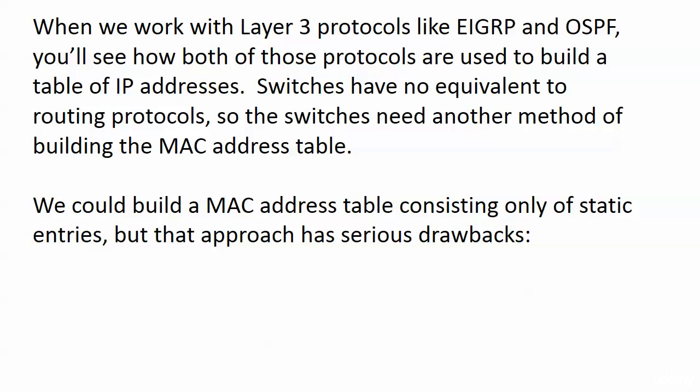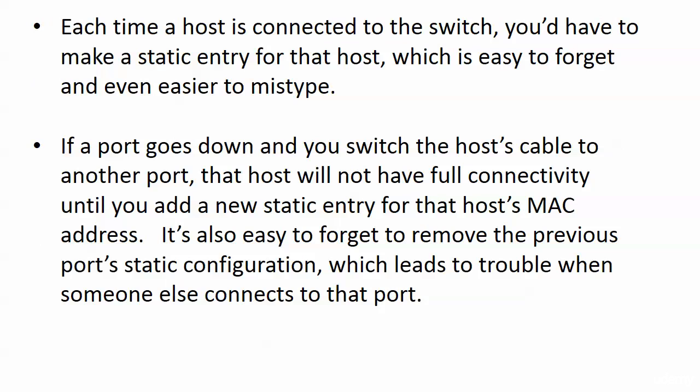Because when we work with layer 3 protocols, our routing protocols like EIGRP and OSPF, you'll see how both of those protocols are used to build a table of IP addresses or networks. Switches really don't have an equivalent to that, so they need another method of building their address table, which is the MAC table. Now, we could build a MAC address table consisting only of static entries, because every once in a while at layer 3, as you'll see, we use static routing statements. But the static entries in your MAC address table, if you used only those, that approach would have some very serious drawbacks.